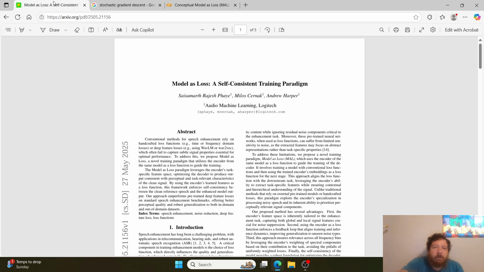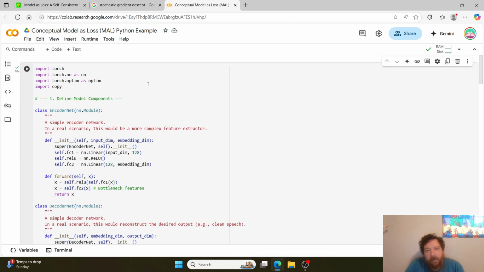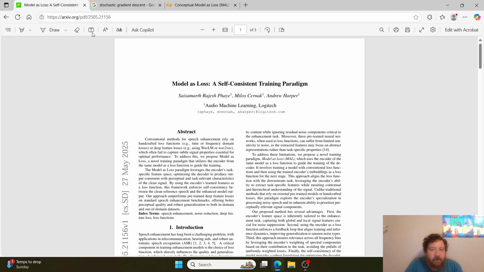I'll leave a link to both this research paper as well as this collab notebook, so you can see it in code form as well, if you're a learner like me that likes to look at it that way.